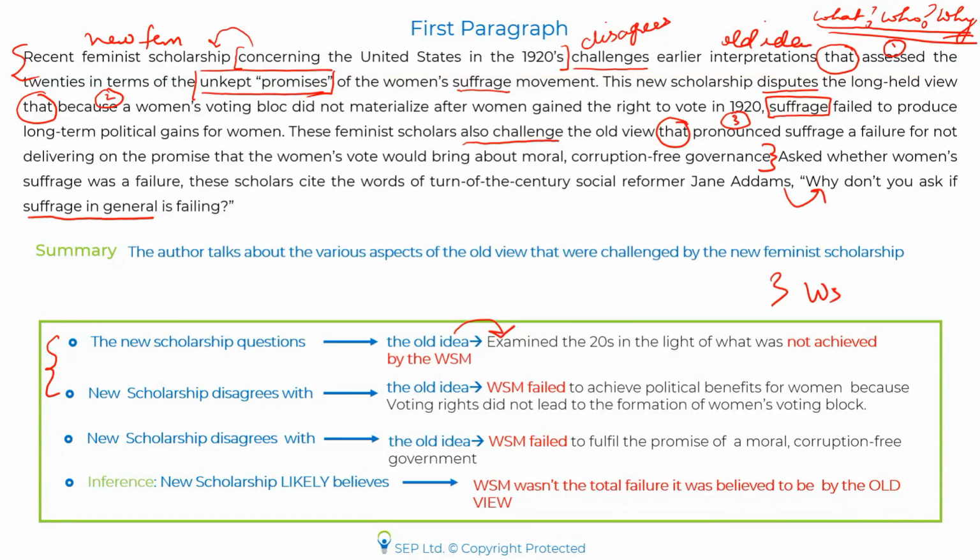Now we also have two shorter paragraphs to assess before we move on. Now remember, whatever you have understood from the first para, you carry into the second para. So from the first para, we've understood that the new scholarship does not agree with the old scholarship. Let's get going.